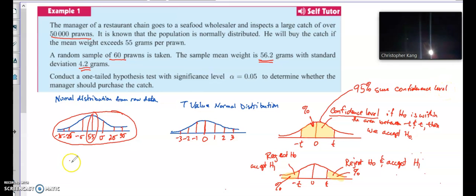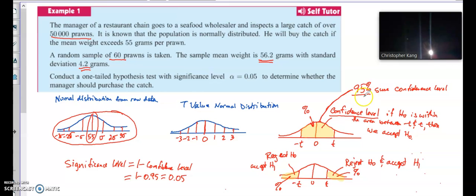Well, by definition, the significance level would just be 1 minus whatever your confidence level is. Right? So in the example above, if I said I have a 95% confidence level, then my significance level would be 1 minus 0.95, which would be 5% or 0.05.